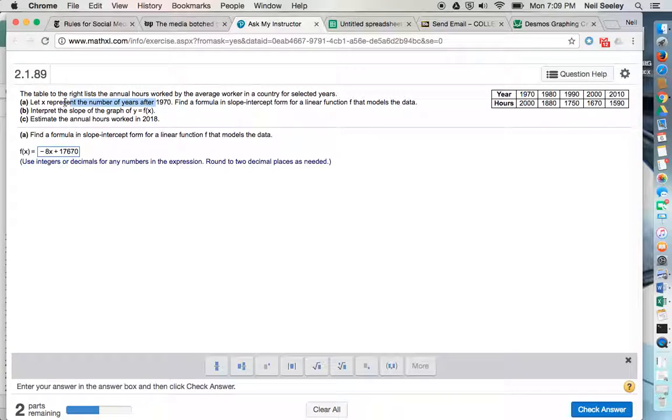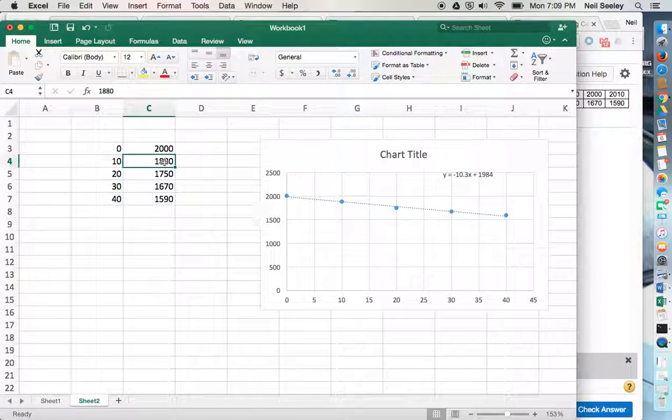That X has to represent the years after 1970. That means 1970 would be 0, 1980 would be 10, 20, 30, 40 respectively. So the way you enter the data makes a difference. And that's a frustration because, if I were to enter the data in this particular one, this is what it would look like, 0, 2000.